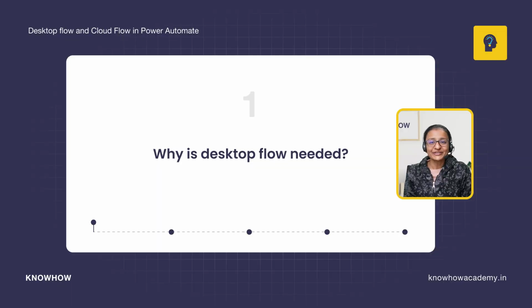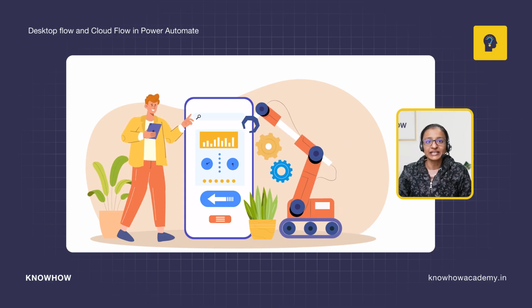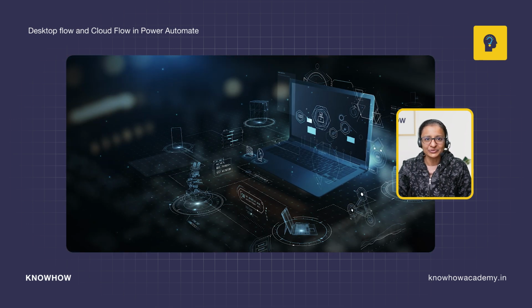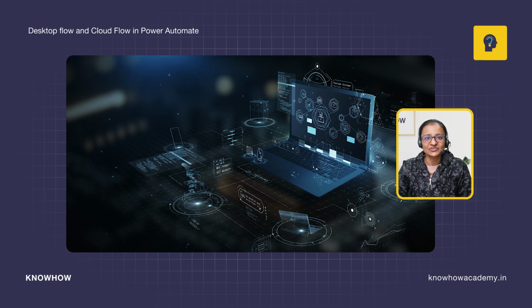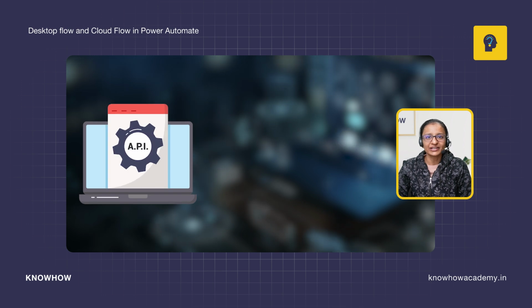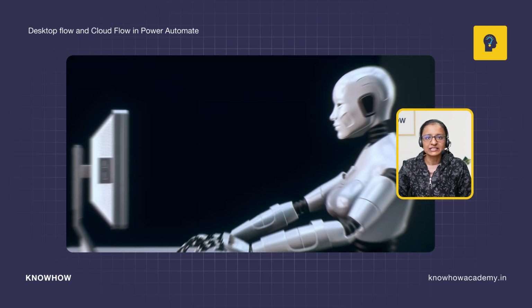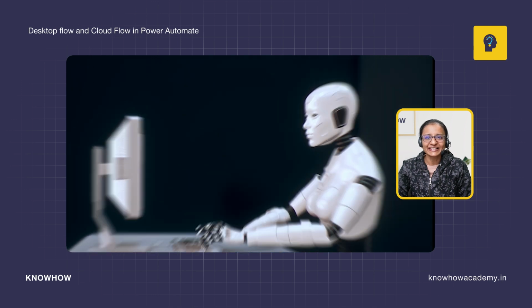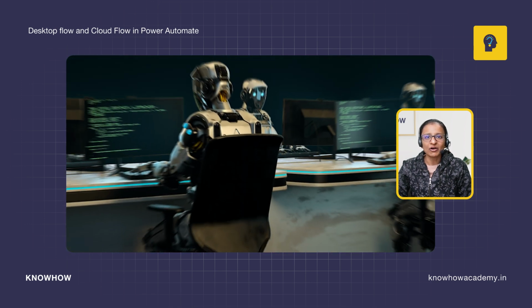So let me tell you the first thing, why is desktop flow needed? Desktop flows are essential because they allow automation of tasks that involve interacting with applications and systems on your computer that cannot be accessed directly via API or the cloud. Think of them as your digital assistant that can mimic your manual actions like clicking on buttons, typing or copying data. Let me explain with a simple real life scenario.